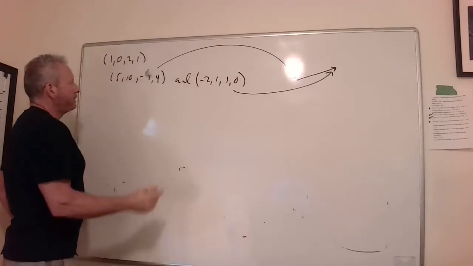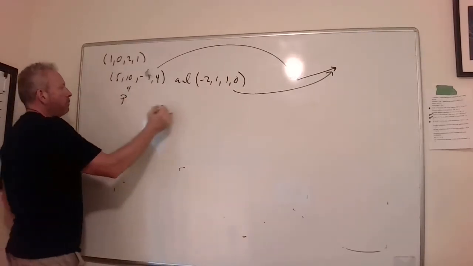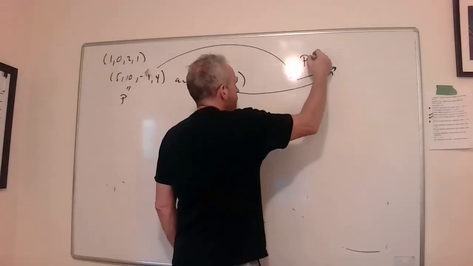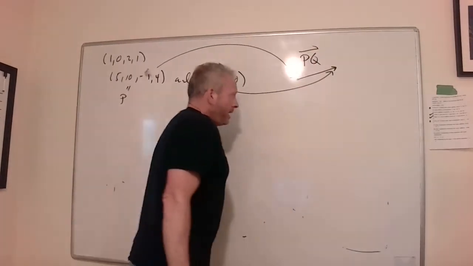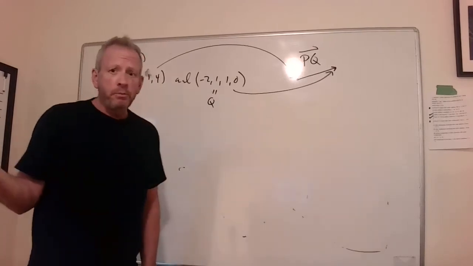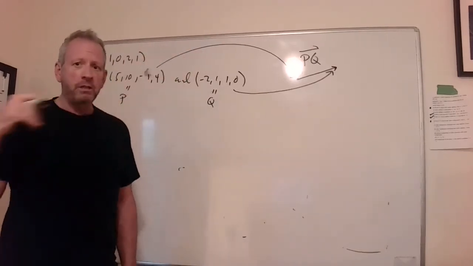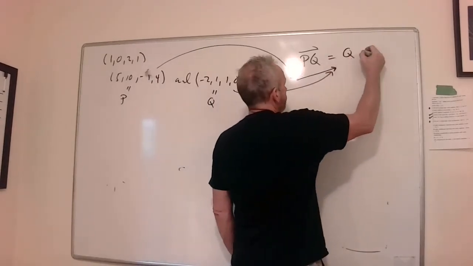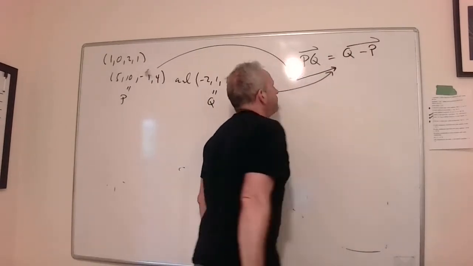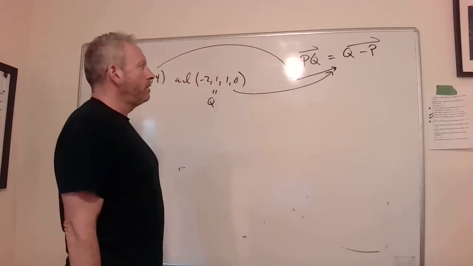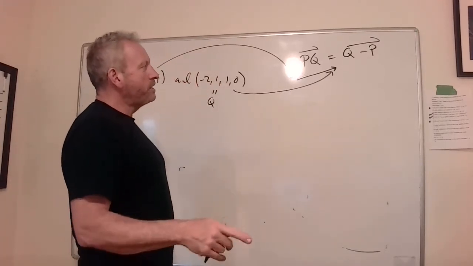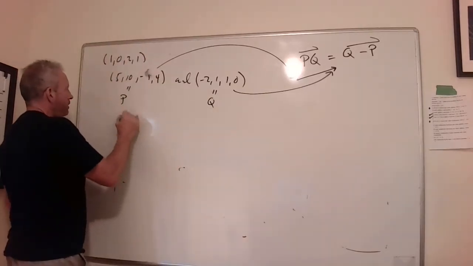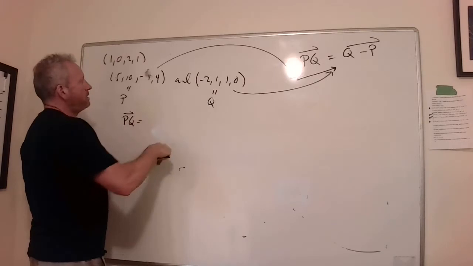And maybe I should label these. It doesn't really matter, but let's call that capital P, and we'll call this capital Q. So this right here is the vector PQ. How do we get PQ? The direction in this particular problem doesn't matter because the scalars can make it go either way. But just for the sake of consistency, if you want the arrows to go in that direction, from P to Q, you take Q and subtract P.